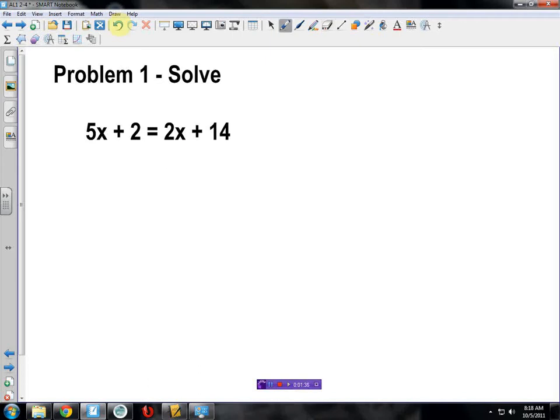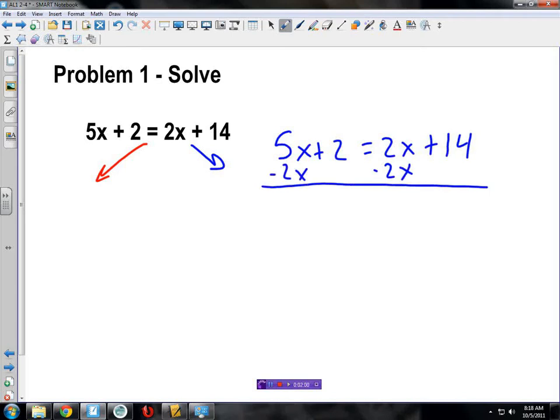So we'll solve Haley's over here, and then we'll solve Adrian's over there, and we'll solve Adrian's in blue. Okay? So with Adrian's, he wanted to minus 2x first. Minus 2x, minus 2x. We get 3x plus 2 is equal to 14. Okay? Then we would minus 2. Right now it's a two-step problem, right?